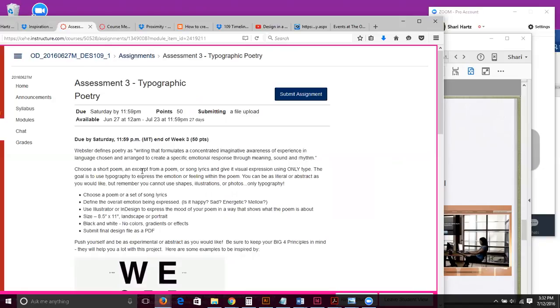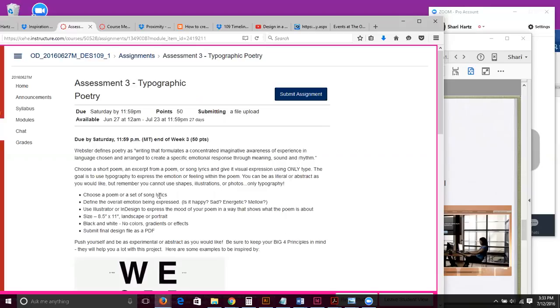So we're going to choose a short poem, an excerpt from a poem, or song lyrics, and we're going to give it visual expression using type only. The goal is to use typography to express the emotion and feeling of the poem, and you can be as literal or as abstract as you like, but remember, no shapes in the illustration, no photos, only typography. Okay? Choose poems or songs so you get your lyrics or poem or whatever. I'm going to use a statement today to show as a demonstration.